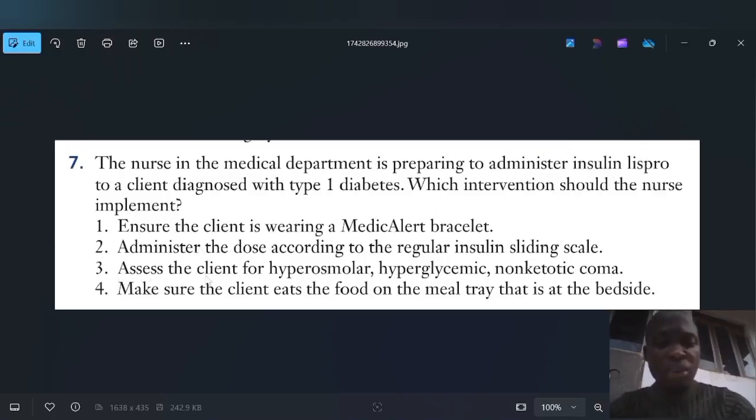So number 3 here, we had assess the client for hyperosmolar, hyperglycemic. No, there were no signs and symptoms that are given to show this condition, all right? Moreover, this condition is in type 2 diabetes. In type 1, we have the ketotic one, which is DKA, diabetic ketoacidosis. But right here, this one is only in type 2 diabetes. So the answer was number 4.